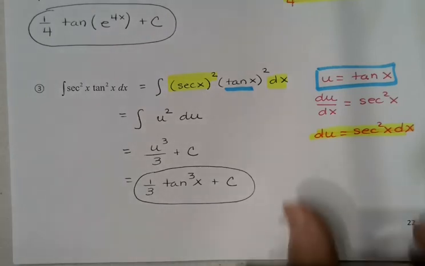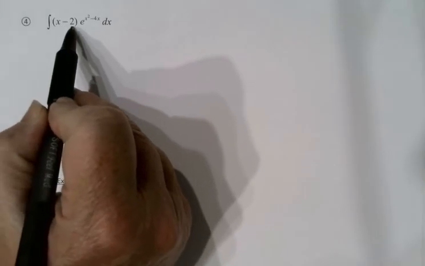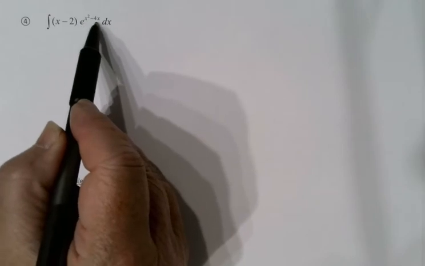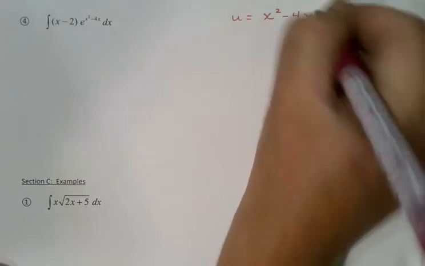I'll try one more example of these slightly more complicated U substitutions. In example 4, I have the integral of x minus 2 e to the x squared minus 4x. Although the x minus 2 is in parentheses, it's not really inside any other function, so it's probably not going to be my best choice for u. Instead, I'm looking at this x squared minus 4x. That's inside the exponential function, making it a good candidate for u. So let's do that. U is x squared minus 4x.